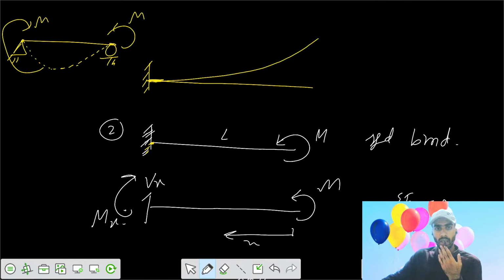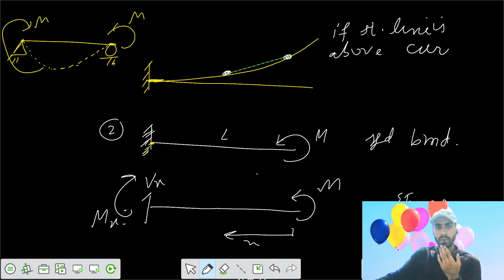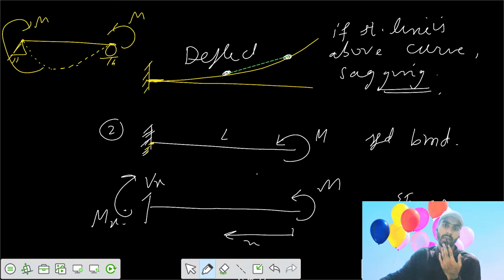And the sign convention is that you take two points anywhere on the curve and join them by a straight line. If the straight line is above the deflected curve, we have a sagging shape. We can say that it's your deflected curve, or deflected shape.